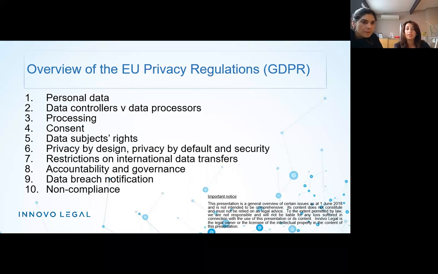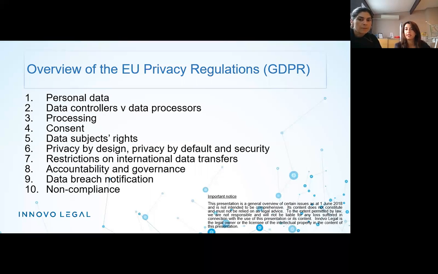The fourth point will be consent, and that's a very important point, obtaining consent and what it means under the GDPR and how you actually obtain a valid consent. We'll briefly go through data subjects' rights, so data subjects being the individuals who are basically owning the data in Europe now, who they're taking control of the data, and they're usually consumers. Privacy by design, privacy by default, and security.